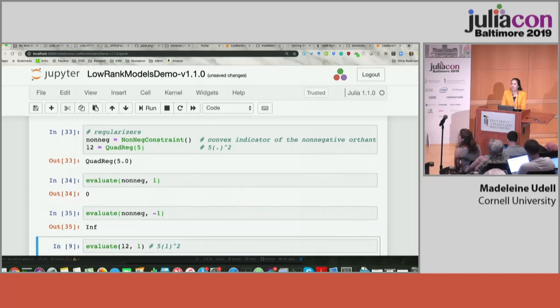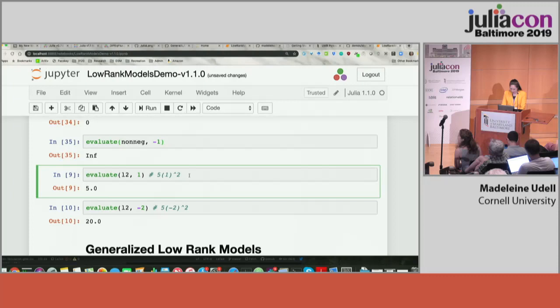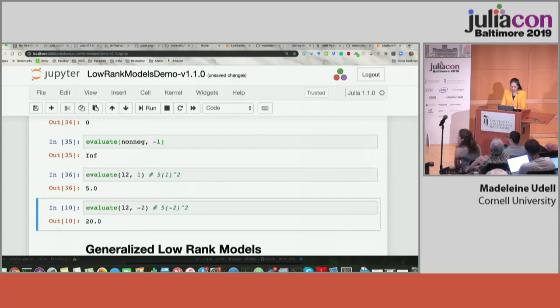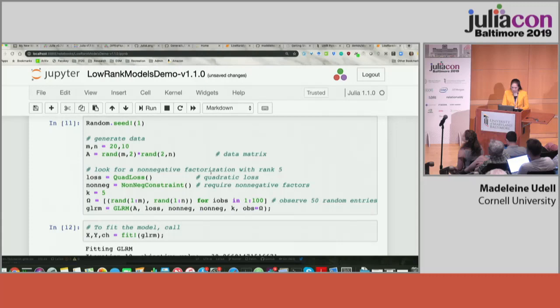I could evaluate the L2 regularizer at 1, and this L2 regularizer was scaled by 5, so this is like 5 times 1 squared, which is 5. I evaluate at negative 2, that's 5 times negative 2 squared, that's 20. Great, we can do arithmetic. Okay, how do we make a generalized low rank model? Okay, let me show you an example.